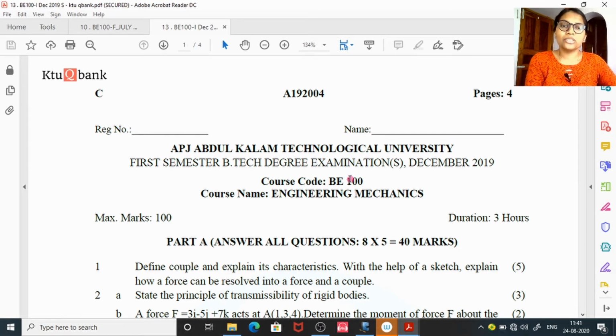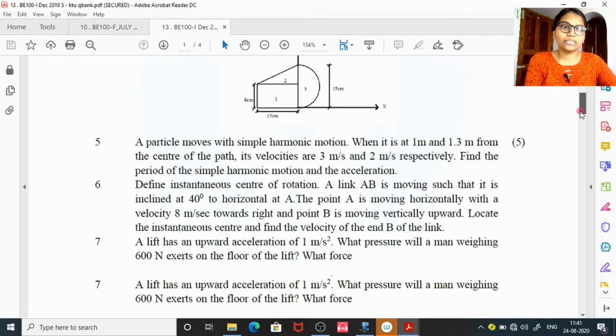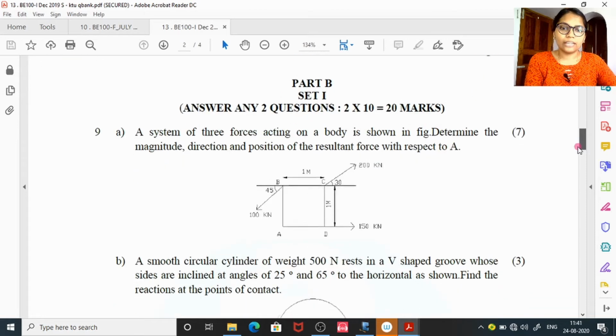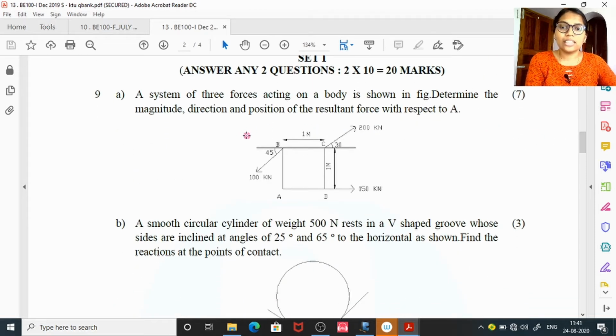So let us continue solving the mechanics question paper. As I have said in the previous video, there is one question which is frequently coming in your exams, that is to find the resultant force. Okay, to find the resultant force.